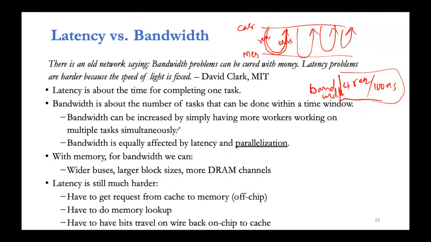This bandwidth can be increased by simply having more workers working on multiple tasks simultaneously; bandwidth is equally affected by latency and parallelism. How can memory bandwidth be improved? Wider buses can be used instead of narrow buses, or a large block size and more DRAM channels. But latency is much harder to improve, that is, how to get a request from the cache to memory.